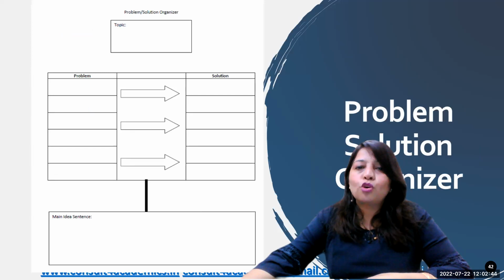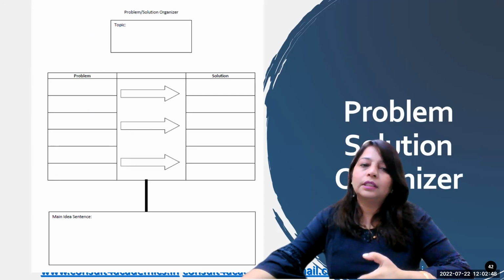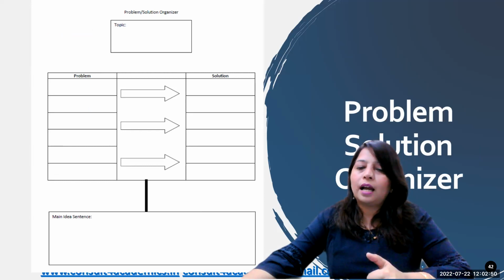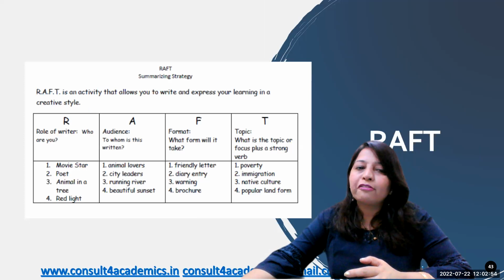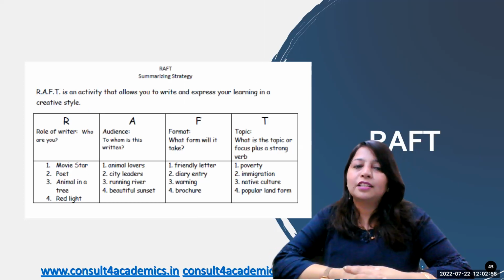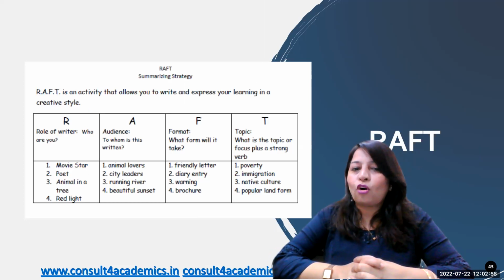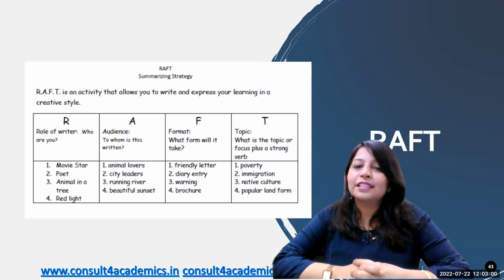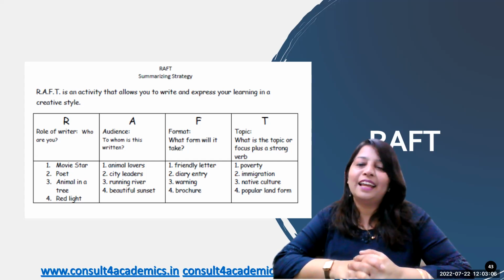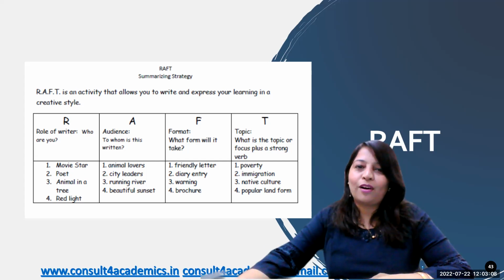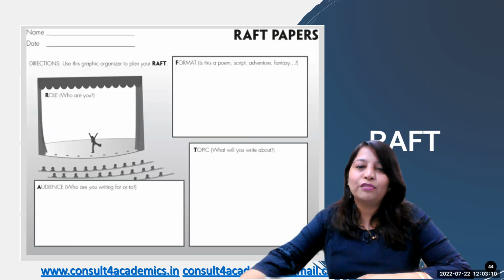Next is problem solution organizer. They have to write the problems and the solutions, and then they have to write the main idea in a sentence. And this is RAFT. RAFT, R stands for role of the writer, A is audience, F is format, and T is the topic, right? I have discussed this in detail in the third part of graphic organizers. You can watch that video for that.